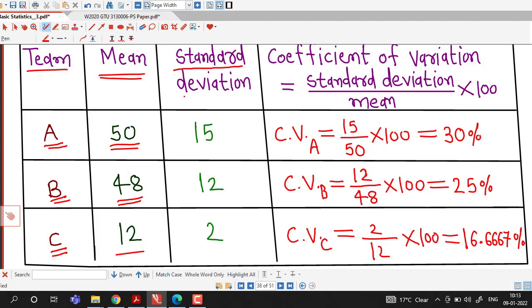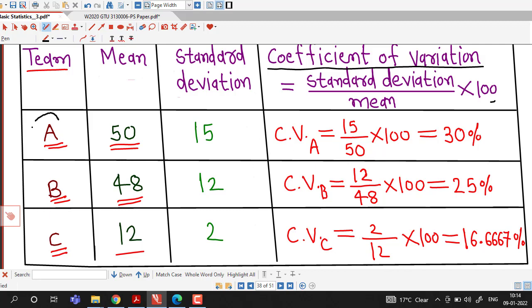Here I have written standard deviation. So these are the standard deviations of team A, B and C which are given. So we are given all these values. Values in column number 2 and 3 are given, and what we have to decide is coefficient of variation. So we know this formula: coefficient of variation is equal to standard deviation divided by mean into 100.